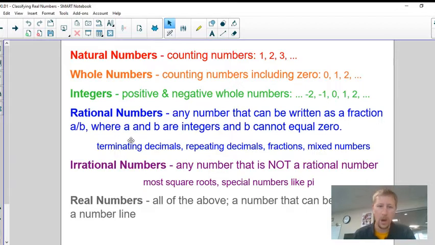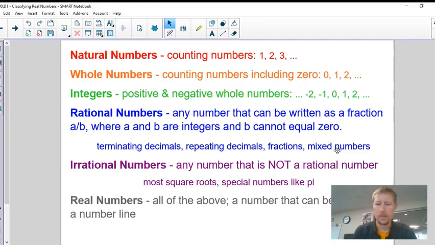And the other ones that we also include would be terminating decimals. So terminating means that it ends, like 0.5 is terminating. Repeating decimals, like 0.333333333 repeating, that's a repeating decimal, which represents the fraction 1/3. Since a repeating decimal will always represent a fraction, it's a rational number. Fractions themselves, by definition, are rational numbers.